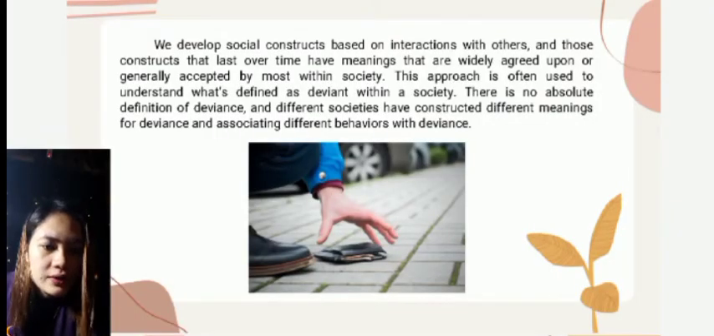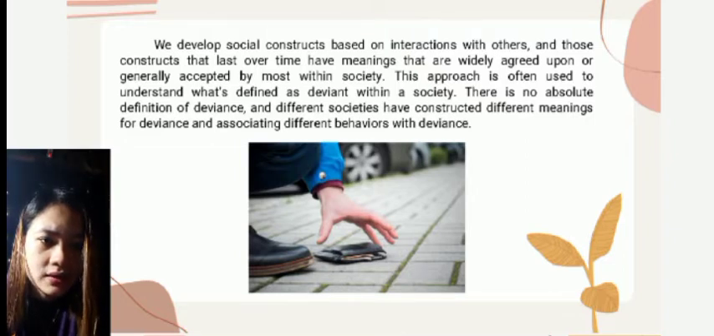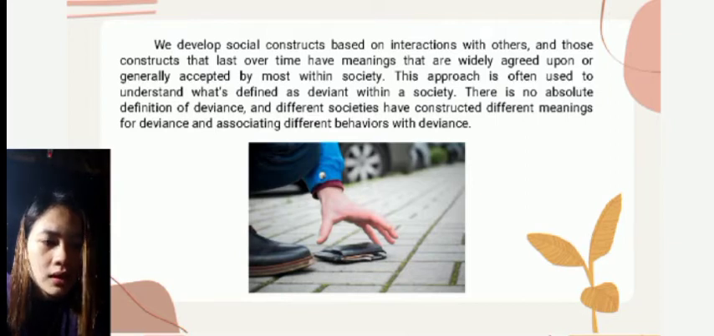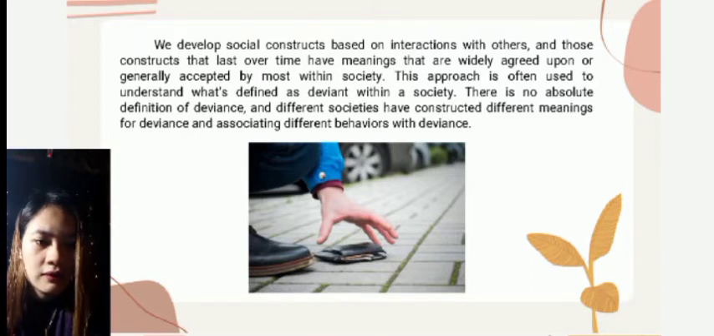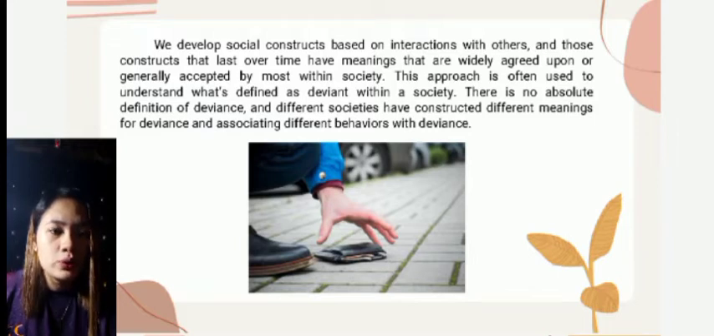So next is we develop social constructs based on interactions with others, and those constructs that last over time have meanings that are widely agreed upon or generally accepted by most within society. This approach is often used to understand what's defined as deviant within a society. There is no absolute definition of deviance, and different societies have constructed different meanings for deviance and associating different behaviors with deviance.